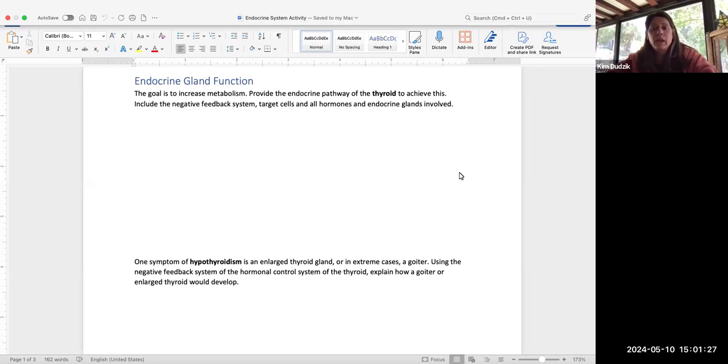The hormones that get released out of the hypothalamus and the anterior pituitary are called tropic hormones. Tropic hormone means it just regulates the hormone secretion of another endocrine gland. So keep that in mind as we go through these pathways.